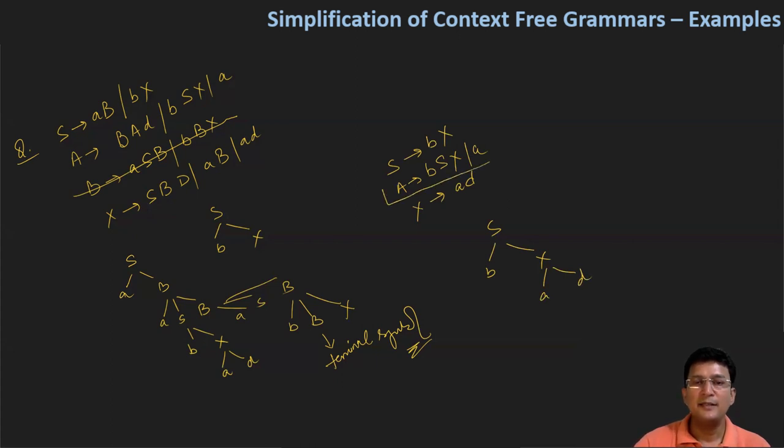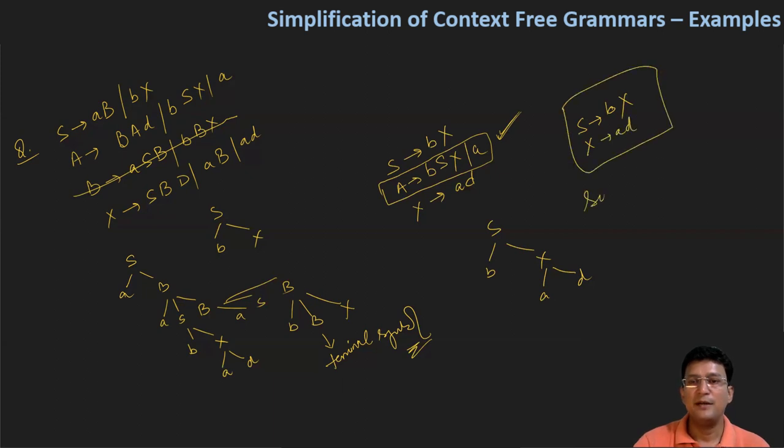But you can see that we have never been able to reach this A. So it means that A is the unreachable symbol. So we have first removed the non-generating symbols, and then we are removing the symbol which is not reachable from the start symbol. So what we remain with are the productions S produces BX and X produces AD. And this is the simplified grammar.